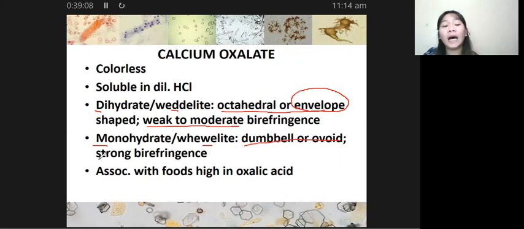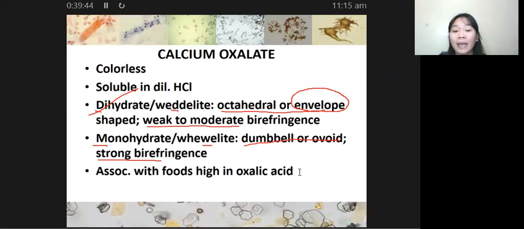Okay, and it has a strong birefringence as compared to the weak to moderate birefringence of your dihydrate. Between your dihydrate and your monohydrate, the dihydrate is more common as compared to your monohydrate.